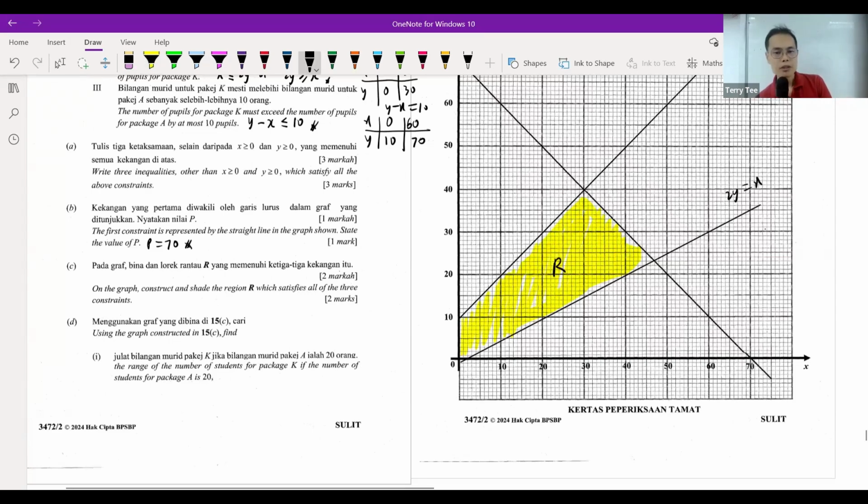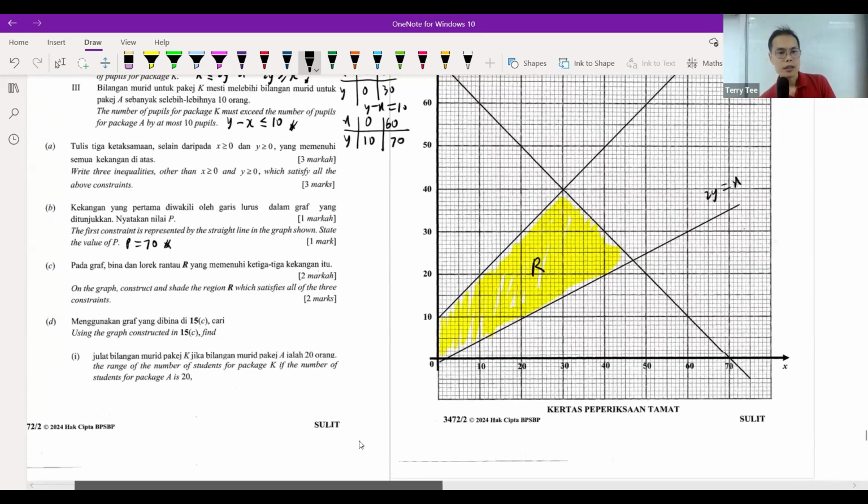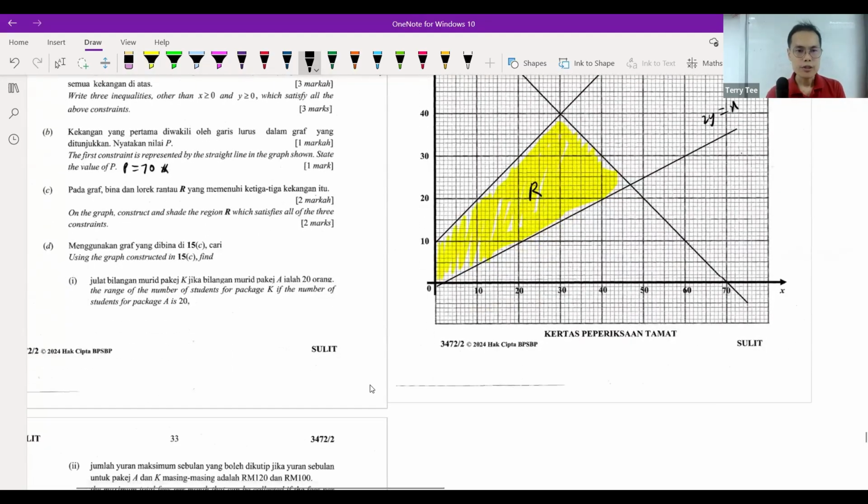Now, after you have drawn this, they say use your graph to find the range of the number of students for package K, which is Y, when package A, which is X, is 20. So X is 20, what's your Y? Your Y starts at 10, move up to 30. So the answer is Y is between 10 and 30. Okay, all right.